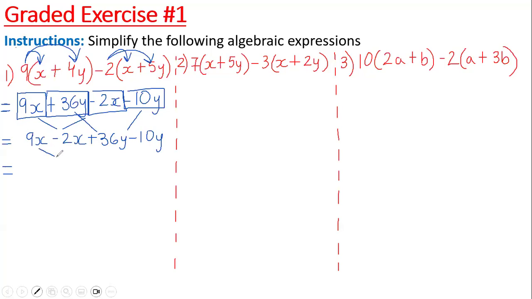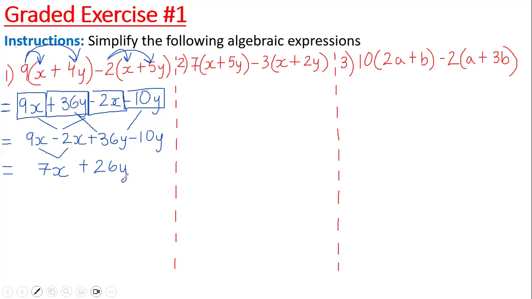And so we have 9x minus 2x, which gives us what? 7x. And we have plus. What is 36 minus 10? 26. So it's going to be 26 what? 26y. Did anyone get 7x plus 26y?